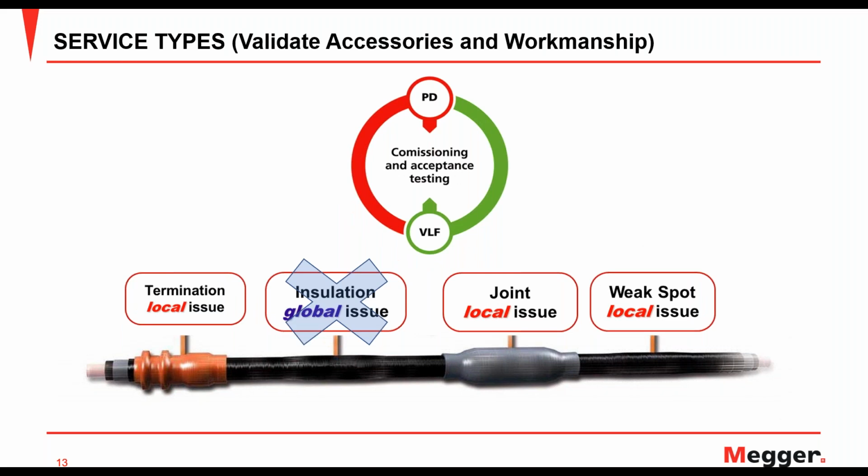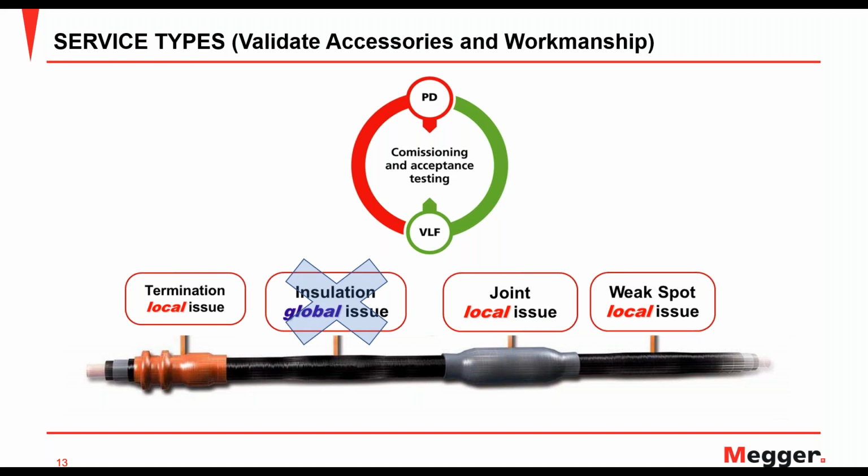Then we have our commission acceptance testing. Again, through partial discharge testing, we're able to find any issues, workmanship issues in our joints, splices, or terminations, as well as any localized weak spots in the installation that may be due to manufacturing defects or the way it was handled.